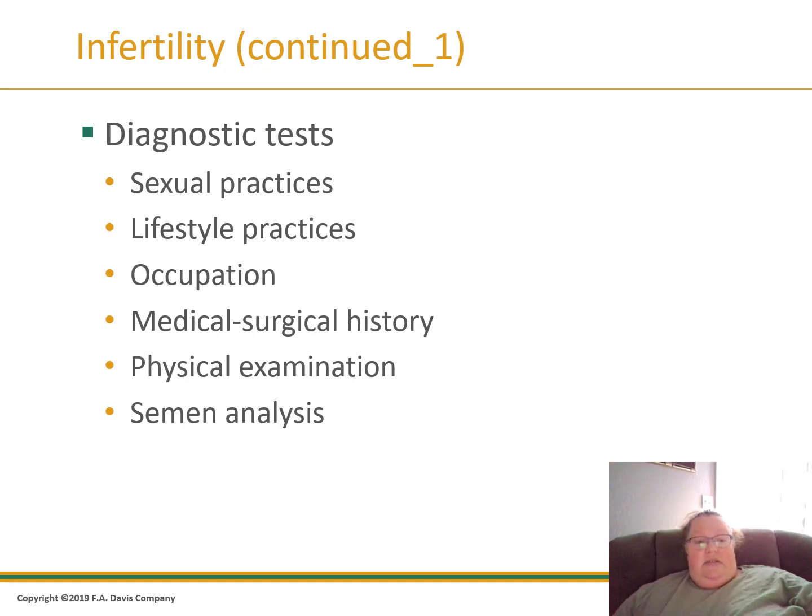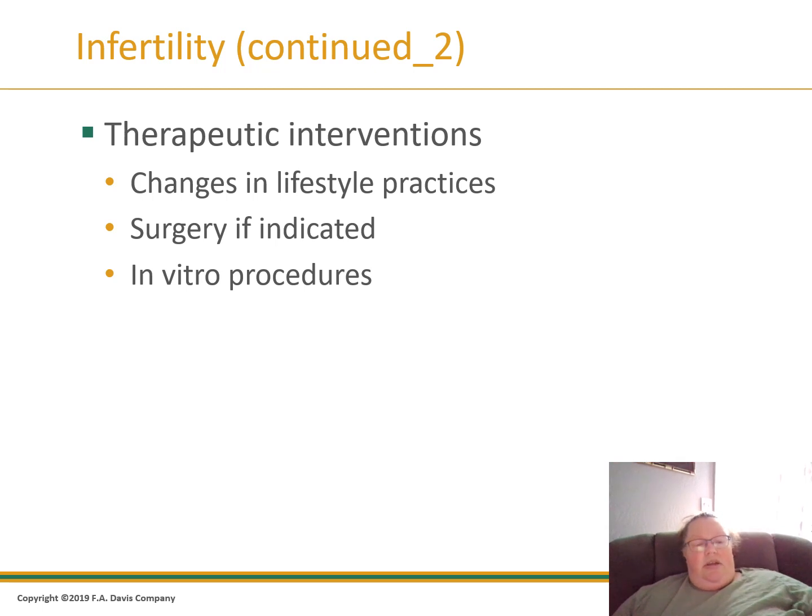Lifestyle practices as well, occupation. You, for various reasons, may not be able to get pregnant because of, I don't know, environmental issues at your workplace. Maybe you're exposed to things that decrease your sperm count or whatever. Medical, surgical history, physical exam, and semen analysis. Therapeutic interventions: changes in lifestyle practices, surgery if indicated, and in vitro procedures.